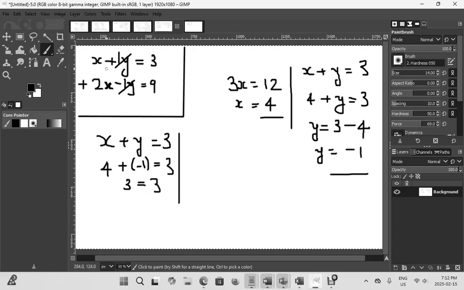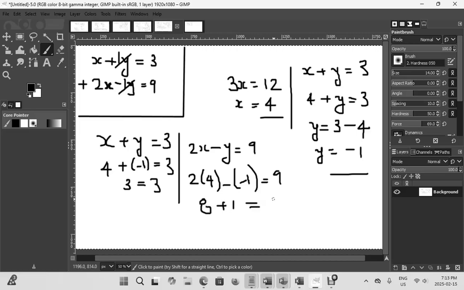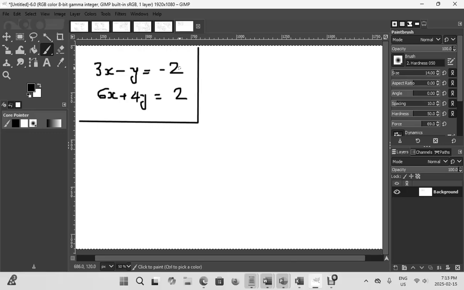Further down, second equation, 2x minus y equals 9. So this will be 2 into 4 minus y, which is -1, equals 9. 4 times 2 will be 8, plus 1 is equal to 9, which means 9 equals 9. So this is how you double check your x and y values. Okay, let's do another set of equations.